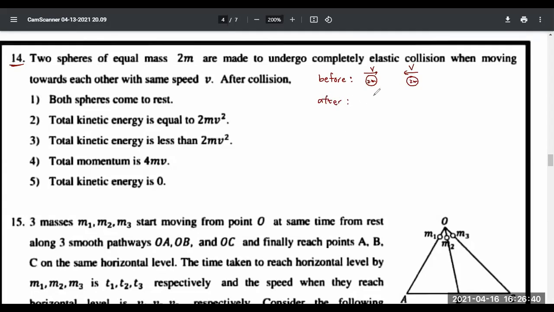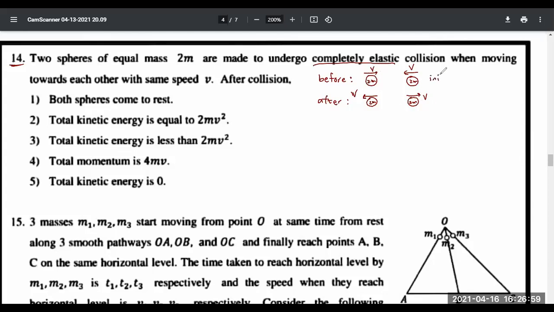Most probably they are going to move like this. 2m is going to move in the opposite direction, and this 2m is going to move in the opposite direction like this. The momenta will just be transferred. That's it, they are equal mass. So it is completely elastic. Elastic collision means what shouldn't change? The total kinetic energy can't change.